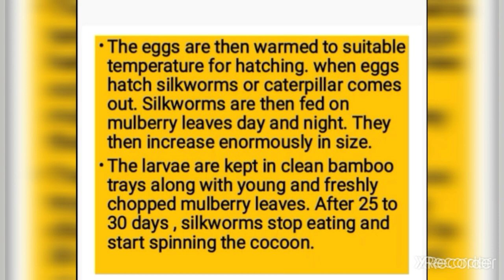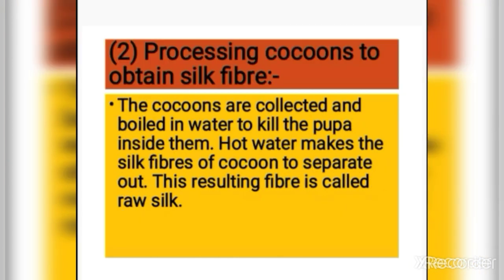When eggs hatch, the silkworm or caterpillar comes out. Silkworms are then fed on mulberry leaves day and night. They then increase enormously in size. The larvae are kept in clean bamboo trays along with young and freshly chopped mulberry leaves. After 25 to 30 days, silkworms stop eating and start spinning cocoons.